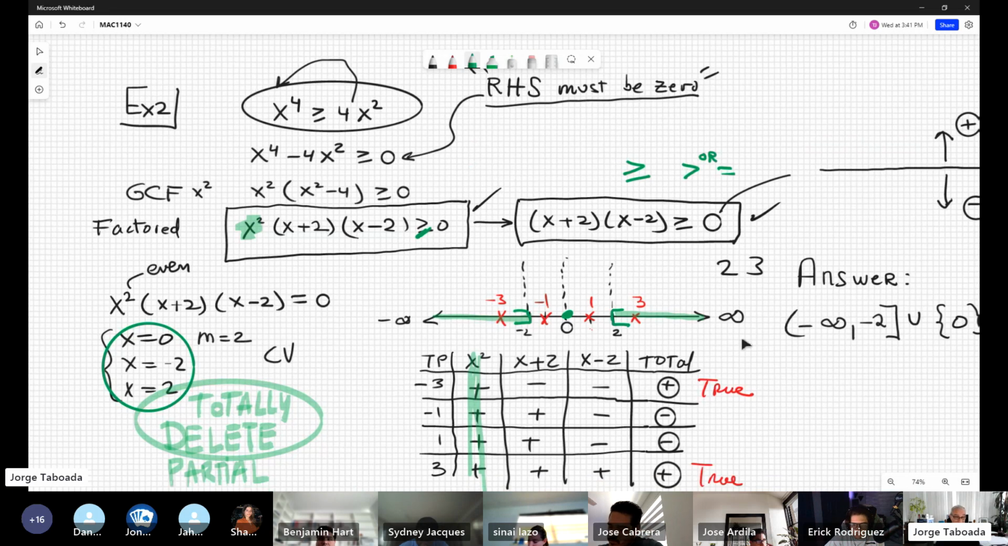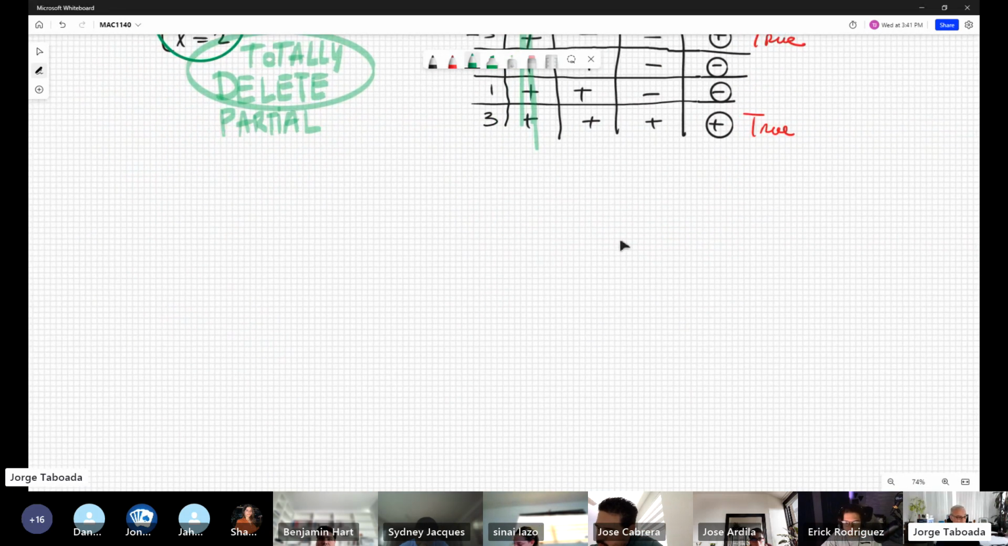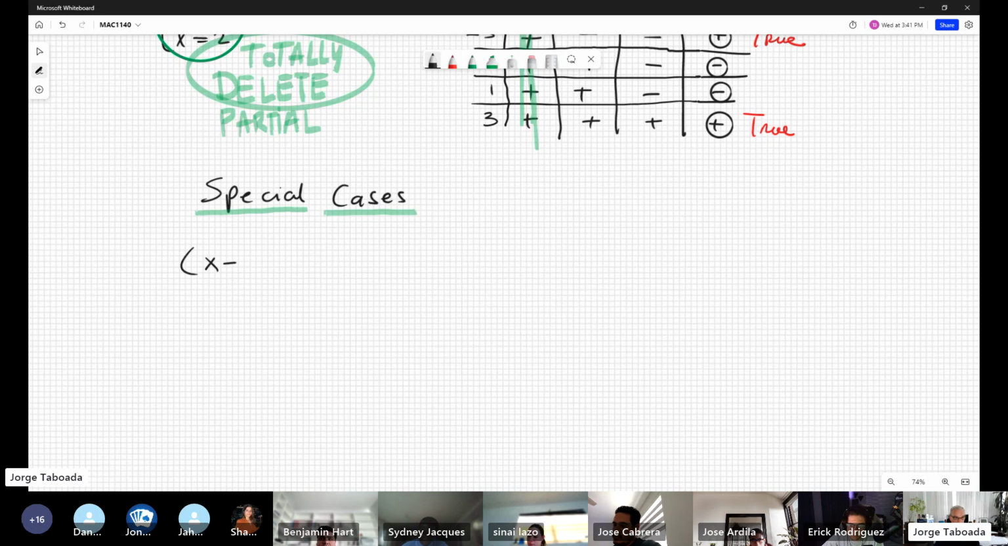Okay, so let me try, because it's a little bit complicated to explain some special cases that we frequently find when solving this kind of inequality. I'll try to explain the difference between a partial delete and a total delete. Suppose this example: x minus 5, parentheses, x minus 4 squared, greater than or equal to 0.